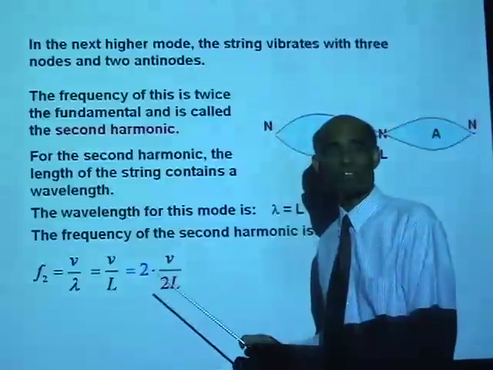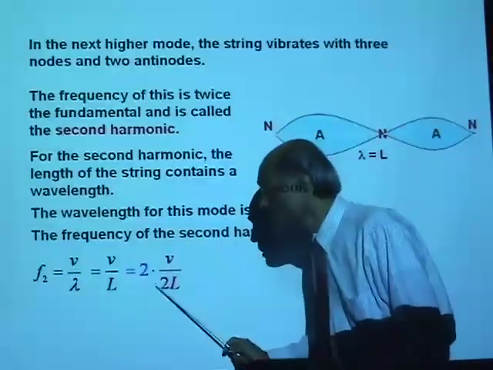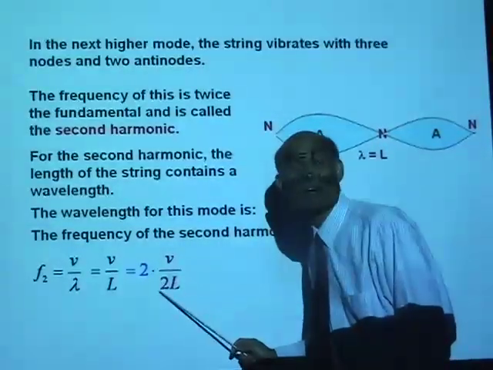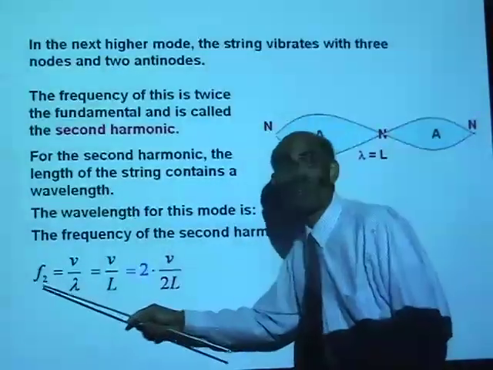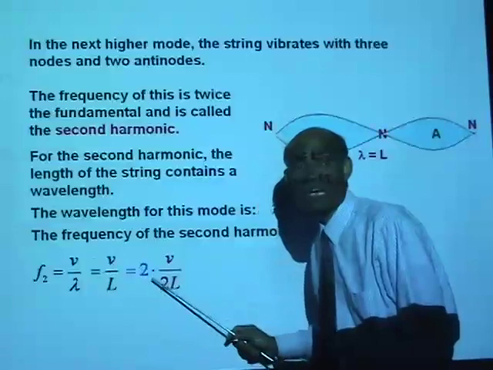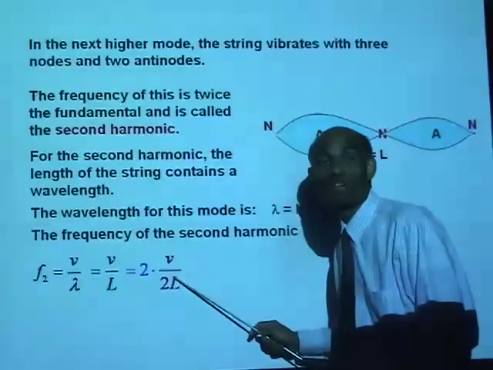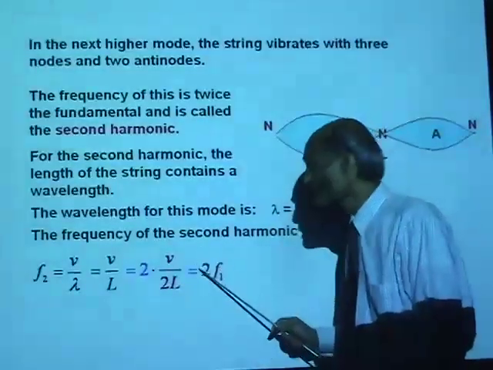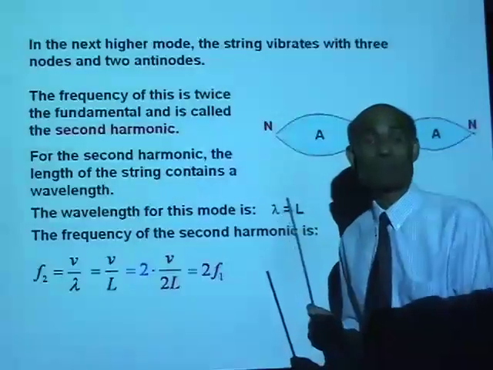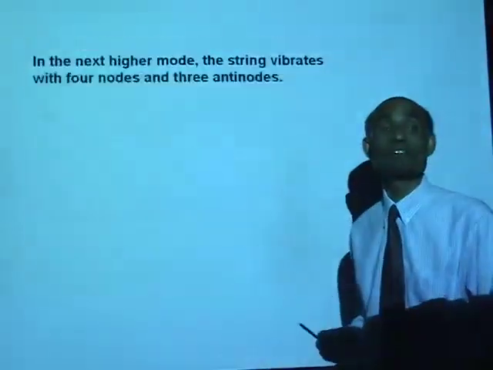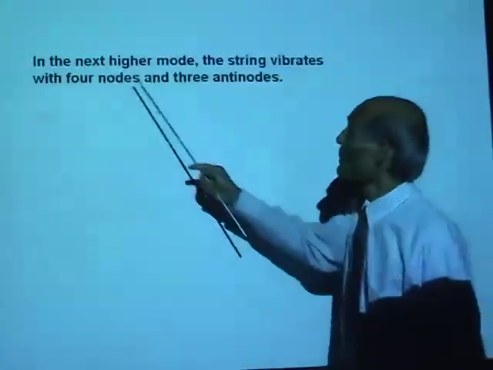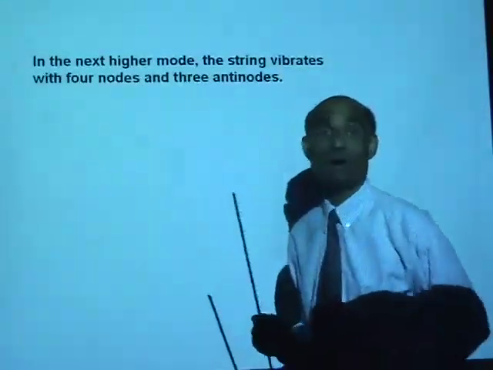Why did I write like this? Because v over 2L, if you remember, is the frequency of the fundamental. So the frequency of the second harmonic is 2 times the frequency of the fundamental. It is 2 times f1. The second harmonic is twice the fundamental. Now, what is the next higher mode?